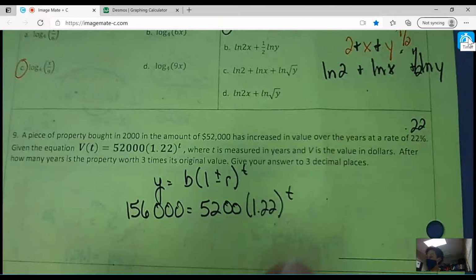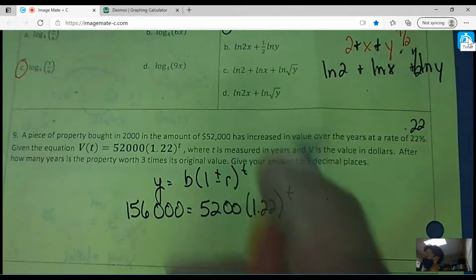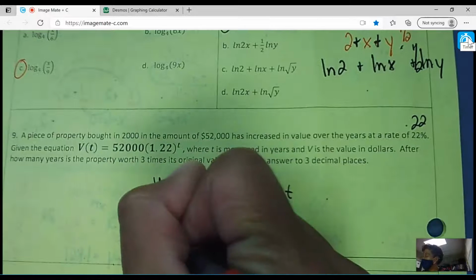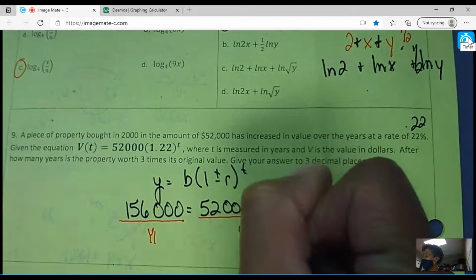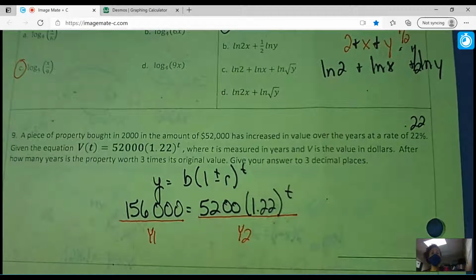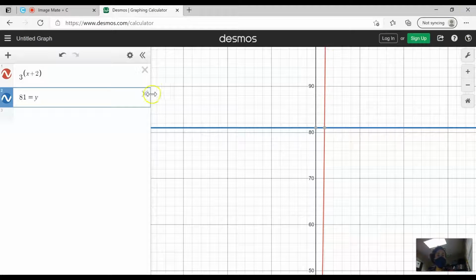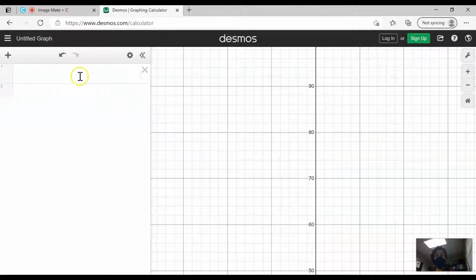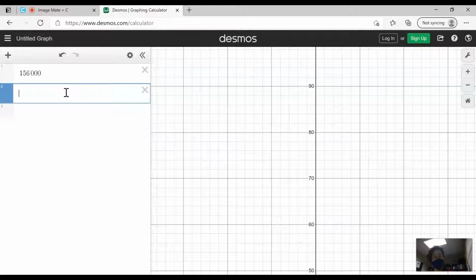So from here, again, you have this option. Desmos would be a good option here. You can do y1 and you can do y2. So if you want to see this in Desmos, first what I'll do is clear these out, and I'll put in the 156,000, and then I'll go to this one and I'll put in the other equation.